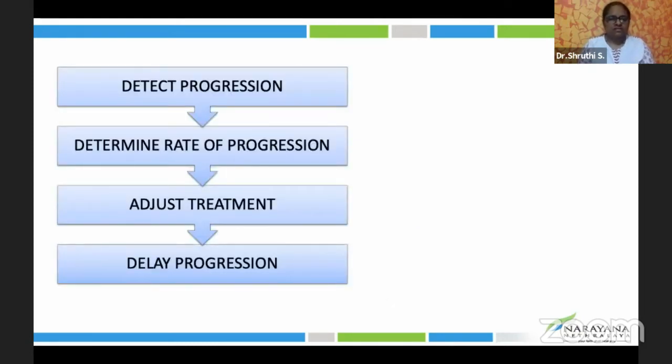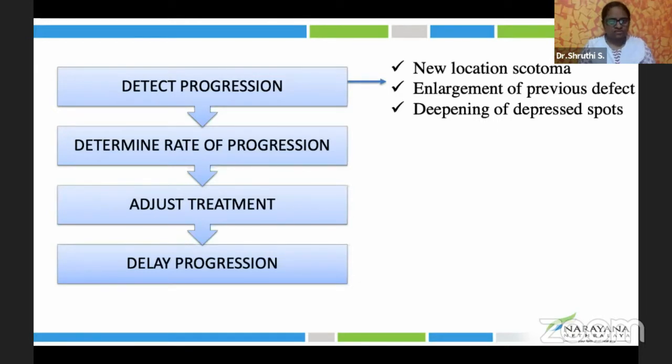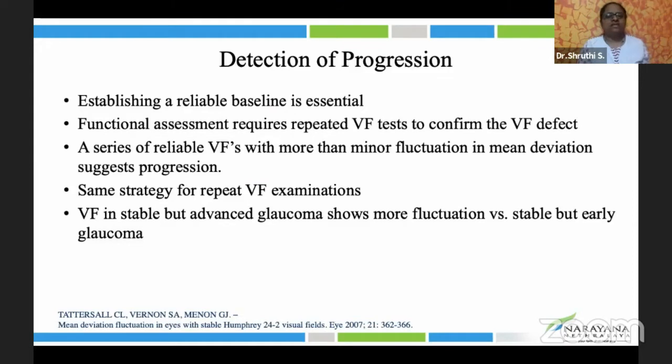So how to detect a progression? If there is a new location of scotoma, if there is an enlargement of previous defects, and if there is a deepening of depressed spots, we detect the progression. Once we detect the progression, we have to determine the rate of progression by repeated visual fields, following the patient with the same strategy. And then we have to adjust the treatment accordingly and delay the progression, hence preserving the quality of life.